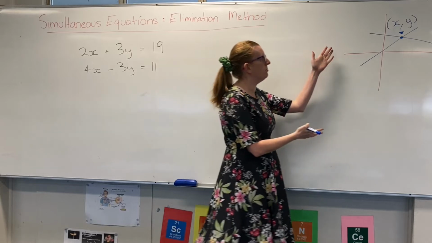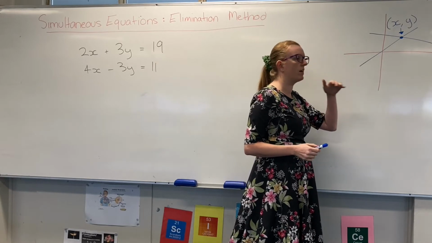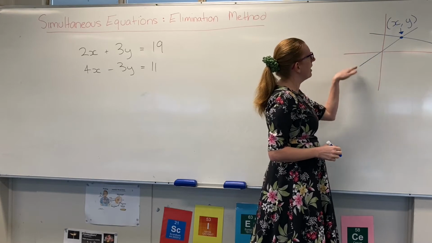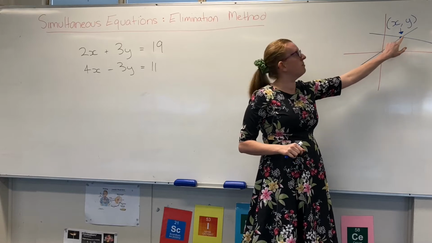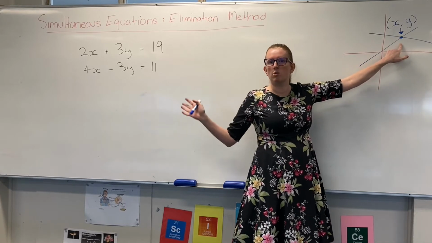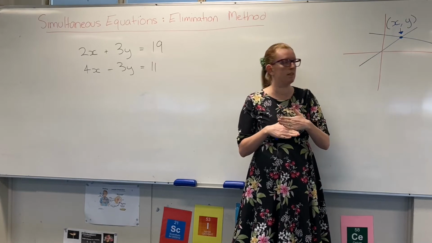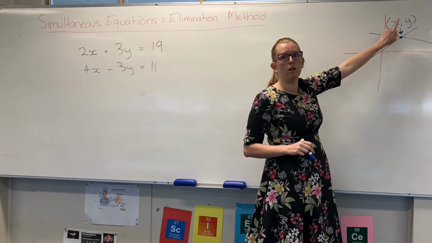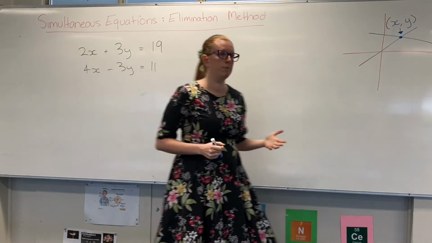So if I were to graph them or type it into Desmos or GeoGebra, whatever they are called, and I type the two equations in, they're going to cross at some point. And my goal of simultaneous equations is to find the coordinates where the two equations meet. So I'm looking for an x value and a y value because a set of coordinates is x and y.